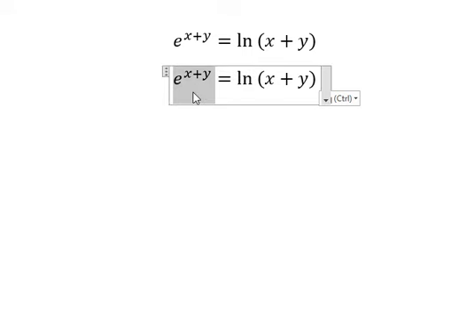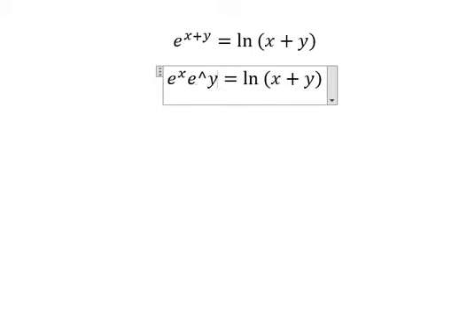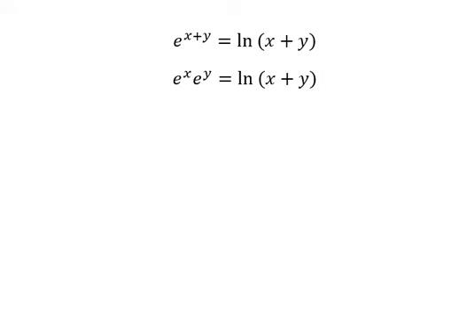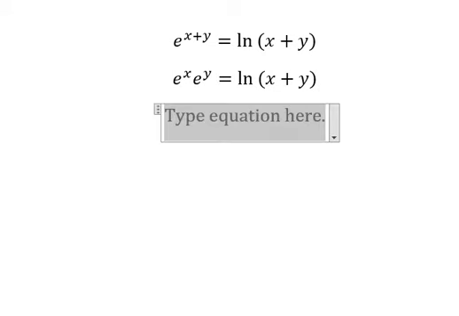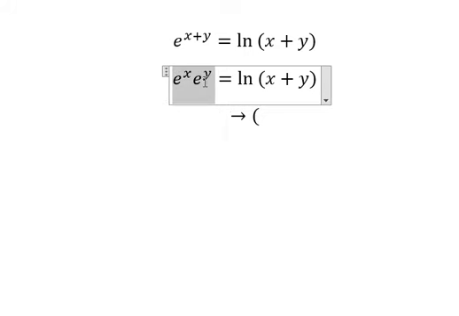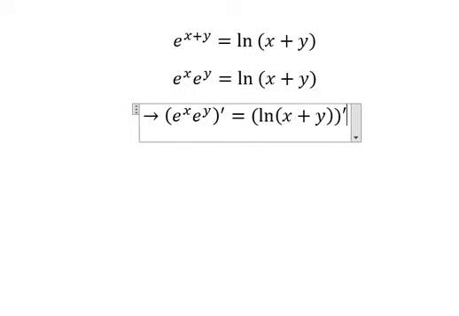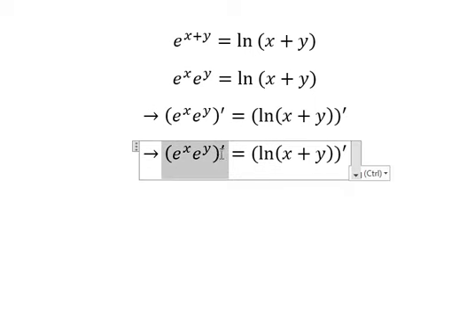This one we can put into e to the power of x, e to the power of y. Next, we need to take the first derivative of both sides. Next, this one we can apply the product rule of derivative.